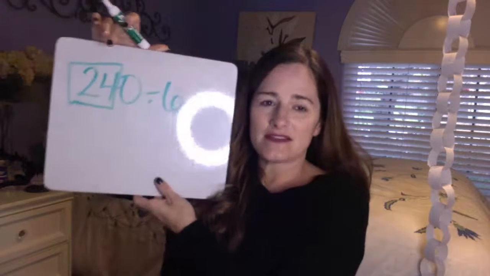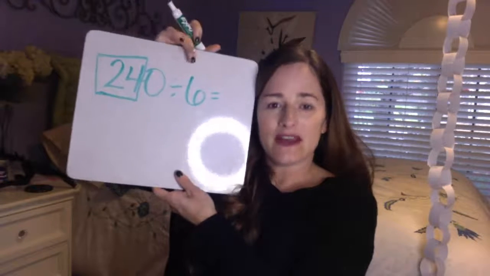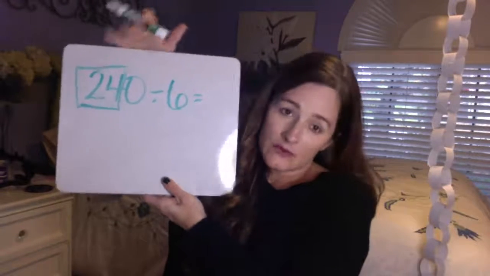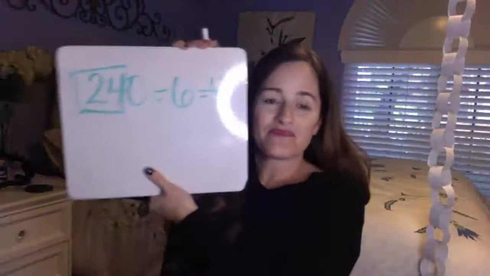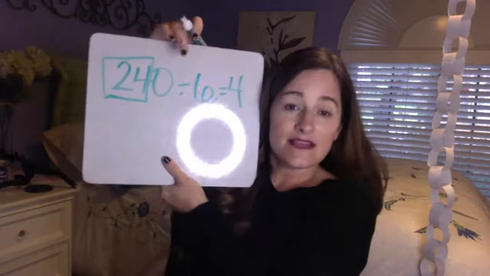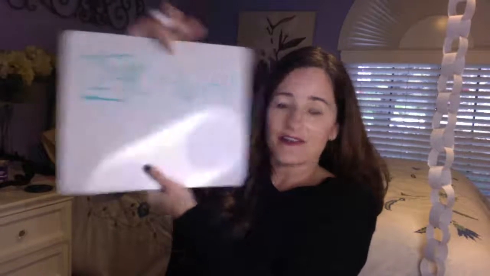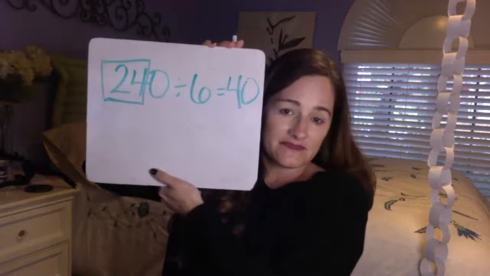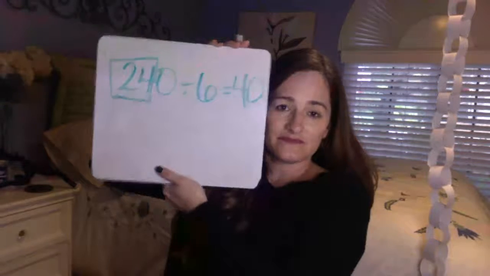We call this the basic fact. 24 divided by 6 is the basic fact. And the quotient for 24 divided by 6 is 4. And then all you have to do is append or place a 0 right after the 4. And so we've got 40 as our answer.